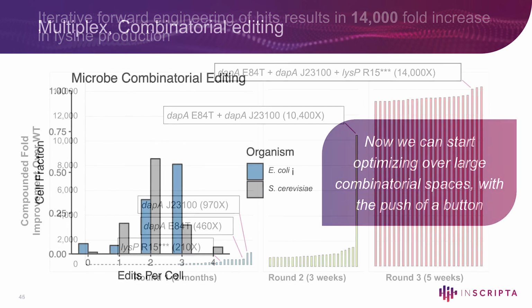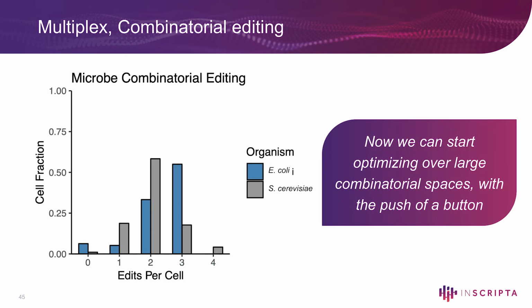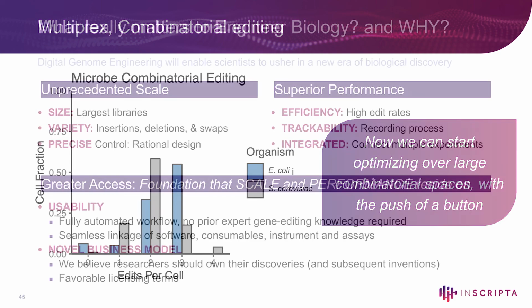But what is even more exciting that we are working on is truly multiplex combinatorial editing. The first product we are releasing is single edit per cell, but soon after, we are already working on getting to combinatorial. We are looking at 3 or 4 edits per cell, all edit varieties in both E. coli and Saccharomyces.